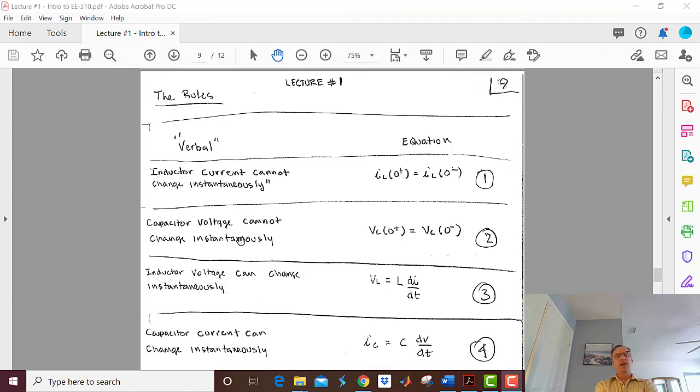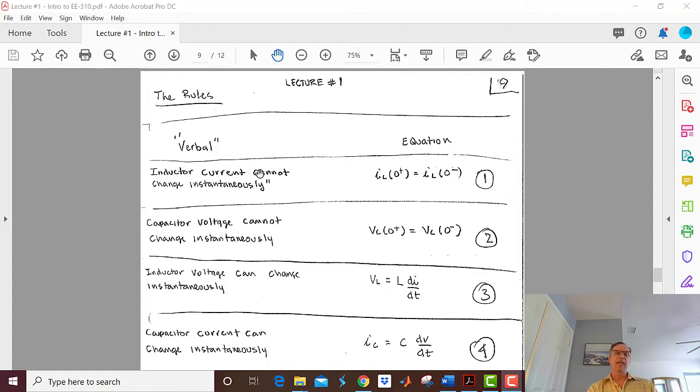Somewhat similarly, the capacitor voltage cannot change instantaneously. We recall that the energy in a capacitor is related to the electric field, 1/2 CV squared. And of course, the voltage across the capacitor is what creates the electric field. And so since we can't move energy from one place to another quickly, we can't change the capacitor voltage quickly. Again, you'll see in problems, I'll say, so we got to t equals zero, and at t equals zero plus, the capacitor voltage is the same as it was at t equals zero minus. That's this mathematical statement right here. Vc of zero plus is equal to Vc of zero minus.